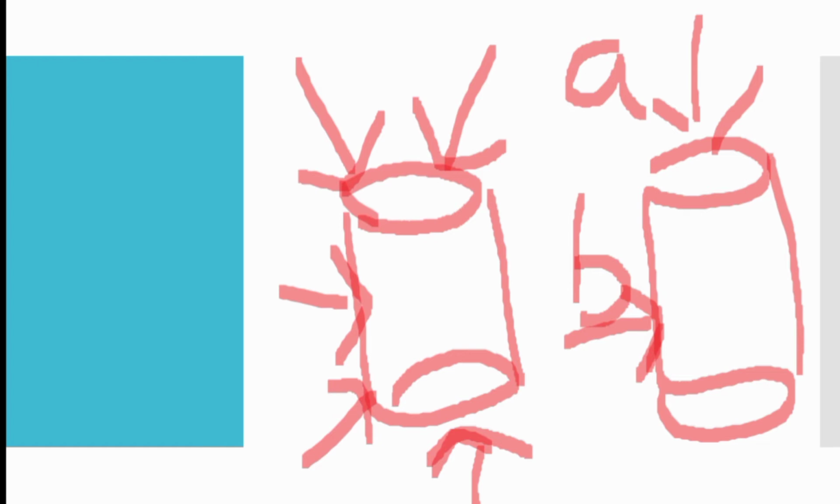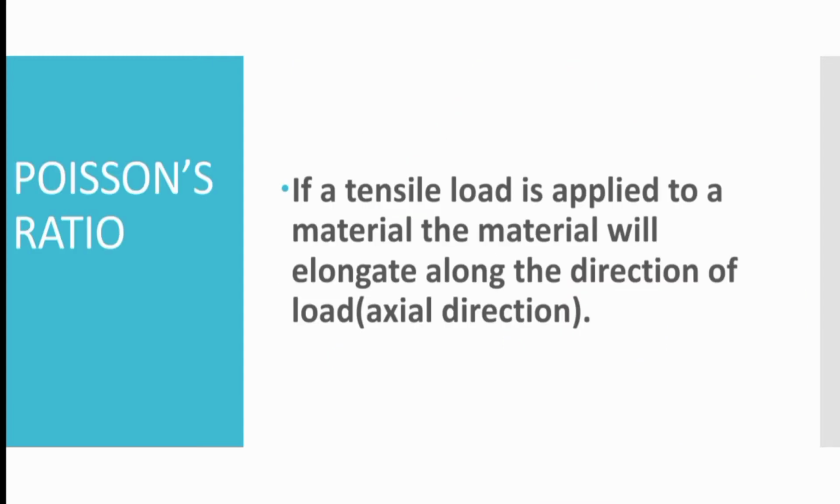This Poisson's ratio is the ratio of the lateral strain to the axial strain. As a result of this complex stress, lateral strain as well as axial strain is produced in the cylinder. The lateral strain will direct the cylinder laterally and the axial strain will direct along the long axis of the cylinder.